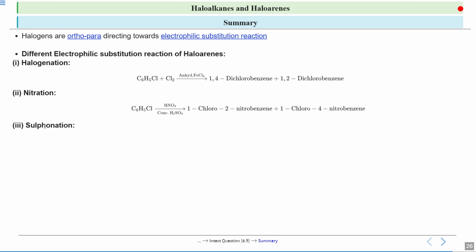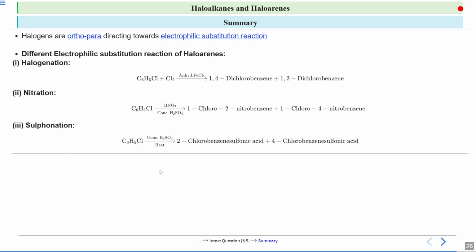Next reaction is sulphonation. So sulphonation is happening when your haloarene is reacting with concentrated sulfuric acid, and you are heating this reaction mixture and getting the para substituted sulfonic group as a major product and the ortho substituted sulfonic group as a minor product. Okay, so 2-chlorobenzene sulfonic acid minor, 4-chlorobenzene sulfonic acid major. Here SO3 will act as an electrophile. Okay, so these are different types of electrophilic substitution reactions of haloarenes.